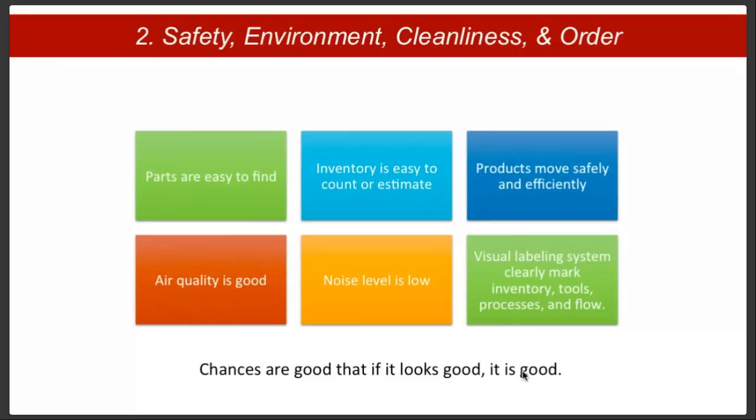So again, you come in, you look. If it looks good, there is a pretty decent chance that it is good. Now, what do we mean by it looks good? First of all, you ask for a part. Is it easy to find? Yes or no? That is one of the observations you make, and you will be documenting this. Ease of finding parts. If you look at the inventory at the different locations, can you easily count it? Can you easily estimate it?